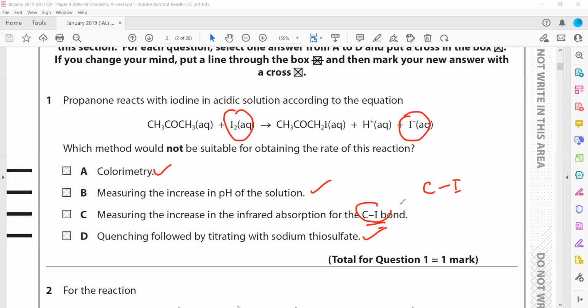When reactant forms a product, even if one molecule is formed or 100 molecules are formed, the amount of infrared absorption energy won't change. The wave number does not change.